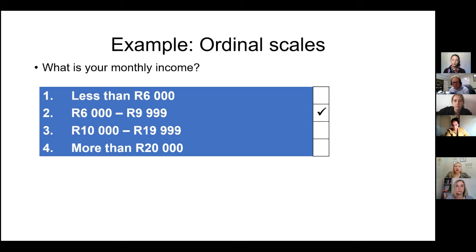So you can see, even though there are differences, with option 4, earning 20,000 is definitely more than earning 6,000 or 9,999. The intervals there are not equal. For example, with option 1, where it's less than 6,000, and option 2, 6,000 to 9,999, it's very difficult for us to determine exactly what the ratio in differences is between option 1 and 2.